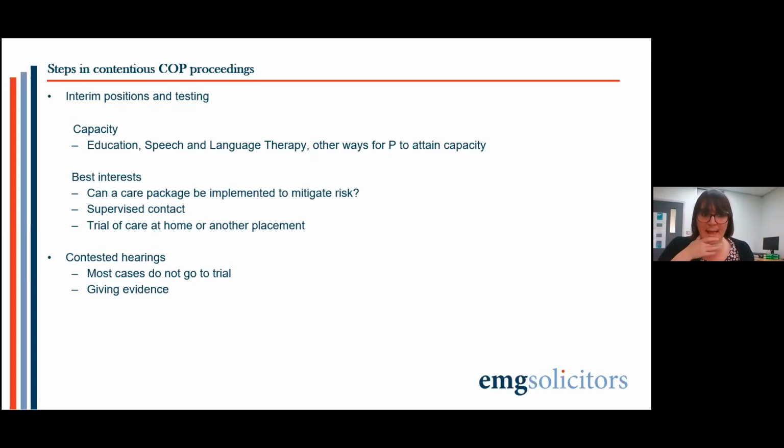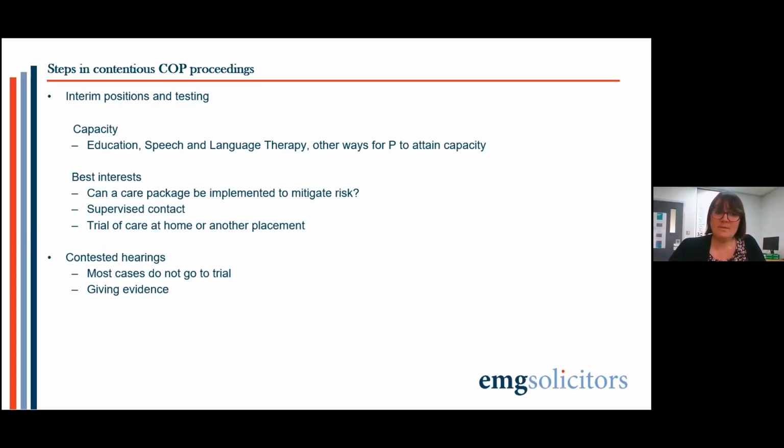It might be that using speech and language therapy enhances the person's understanding and enhances the person's communication to a point where actually they reach capacity and they can make that decision for themselves. Again, the court can't make the decision for them. So it might be that you have a capacity assessment and then a direction from the court to say these things should happen, and then a reassessment a few months later, found to have capacity, and that's the end of the case.